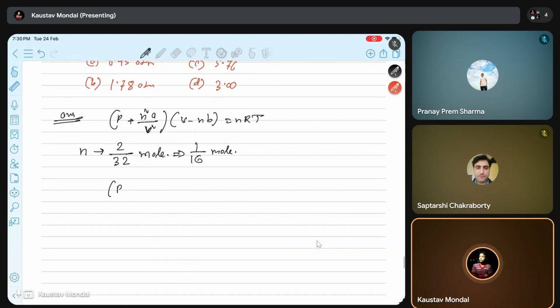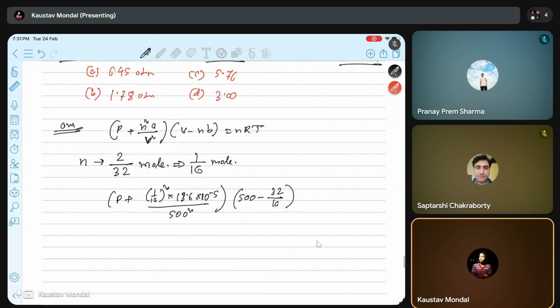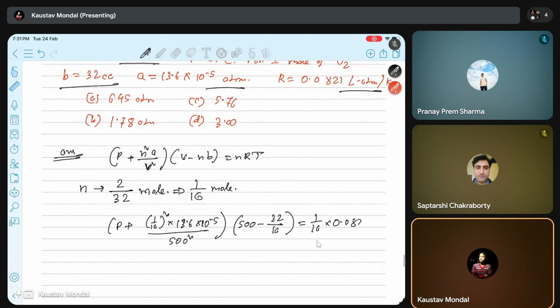So we have to write (P plus 1 by 16) whole square into A. A is 13.6 into 10 to the power minus 5 divided by 500 square into (500 minus 32) by 16. 32 comes from this B thing, B is 32 cc. Equal to n is 1 by 16 into 0.0821.